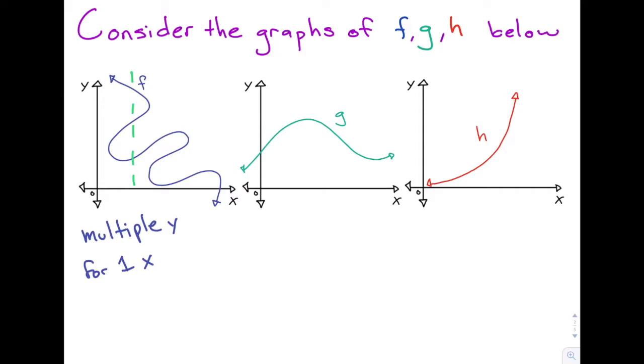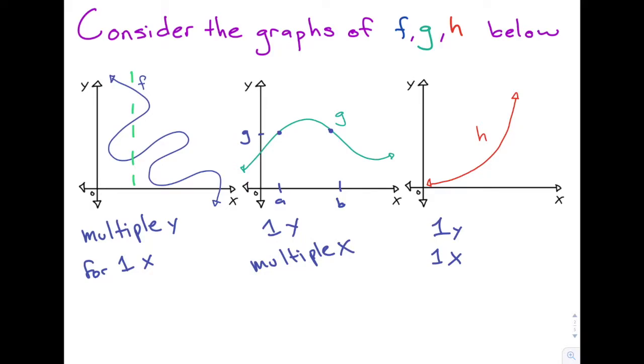Moving to the graph g in the middle, we can notice that there's a similar kind of thing going on here, but maybe the converse. There's one y for multiple x's. That is, we can see at these 2 points, those have the same g value at 2 distinct x values. And this last graph, h, has one y for one x.